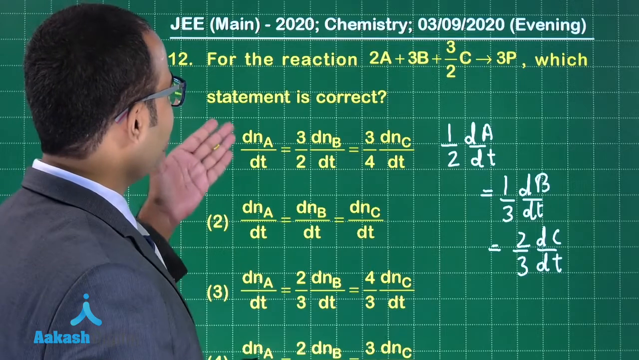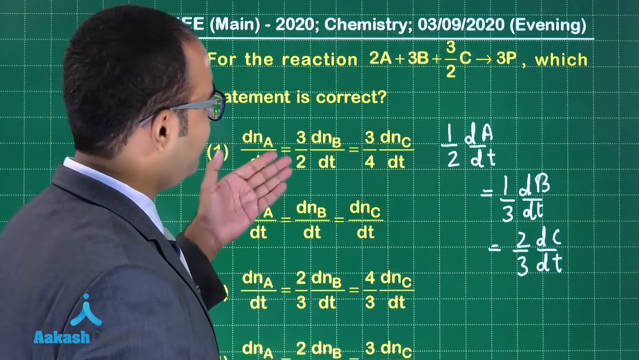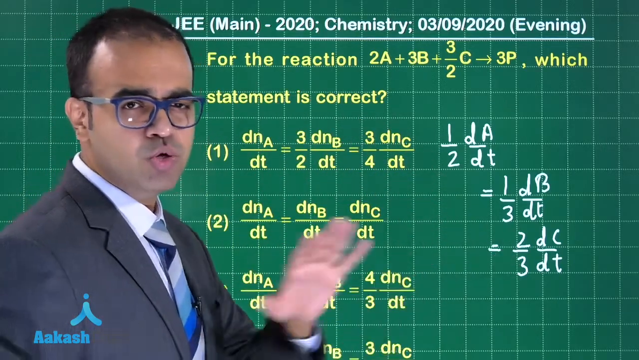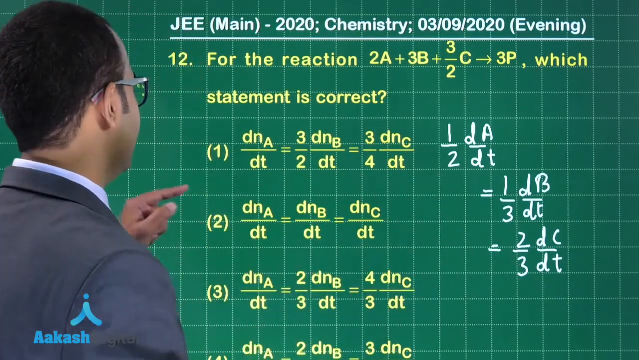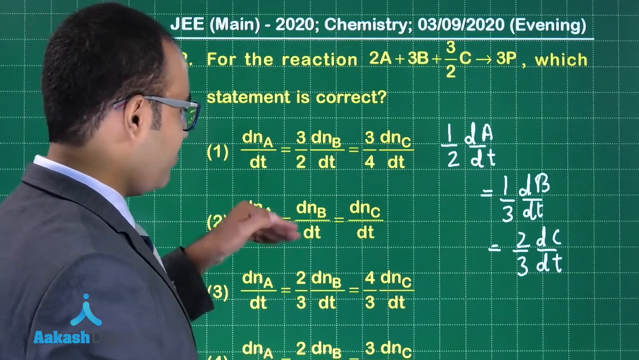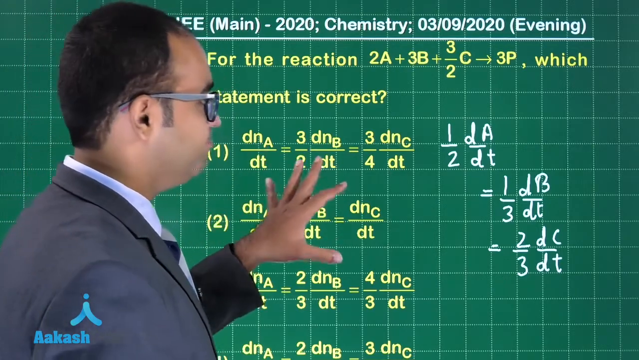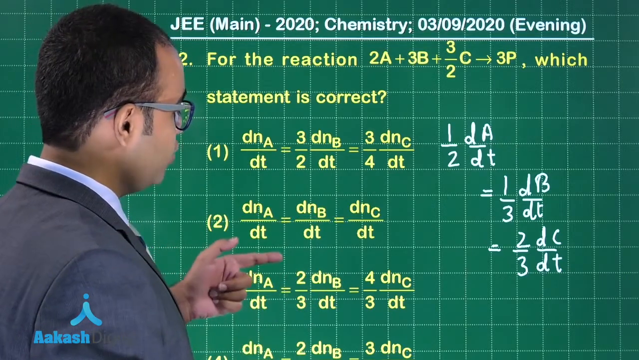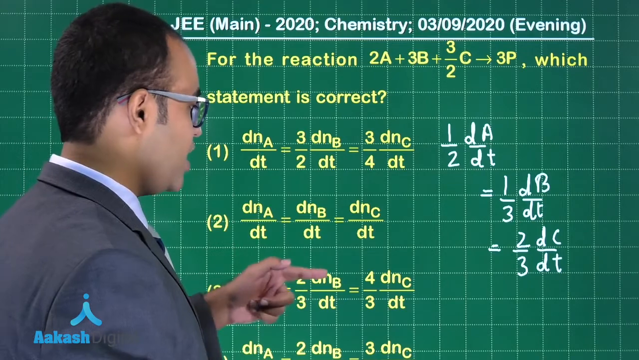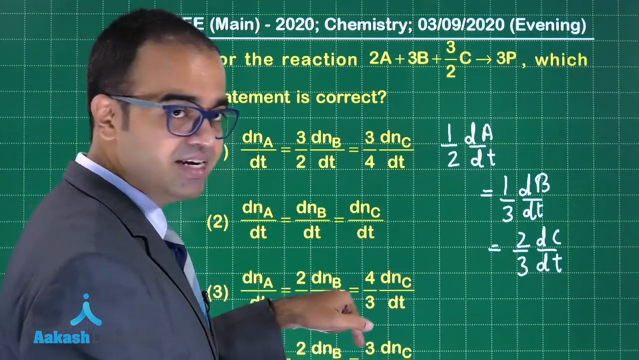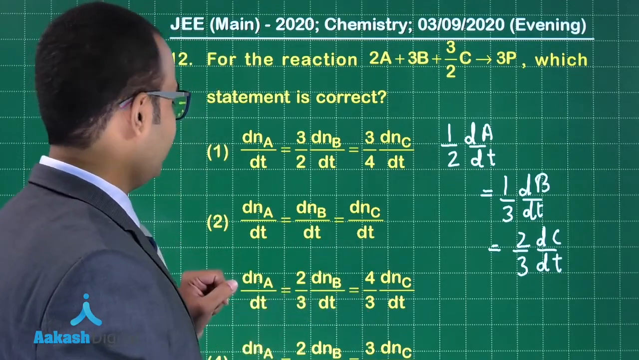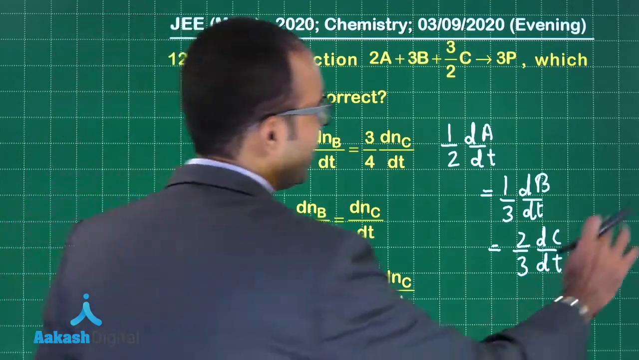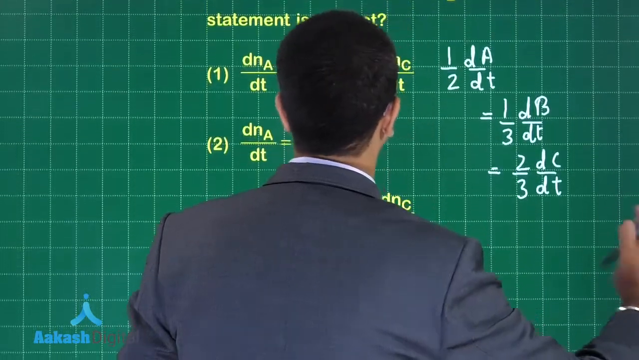First option, dnA by dt is equal to 3 by 2 dnB by dt equal to 3 by 4 dnC by dt. Does it match with our equation? No, it does not match with our equation. dnA by dt is equal to dnB by dt is equal to dnC by dt. That is also not matching, guys. dnA by dt is equal to 2 by 3 dnB by dt equal to 4 by 3 dnC by dt. So here, is it matching? No, it doesn't match exactly.